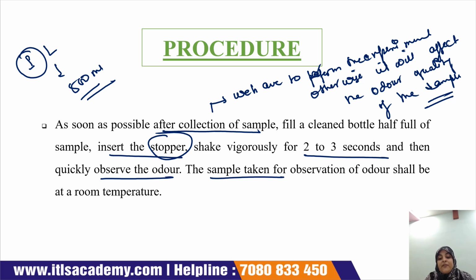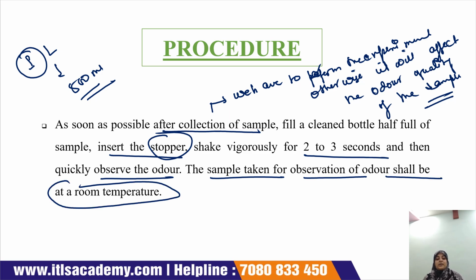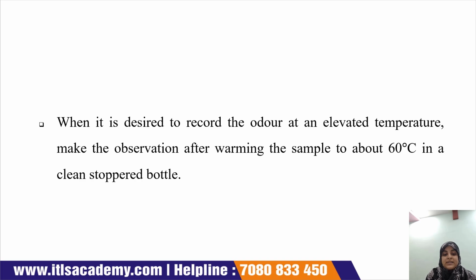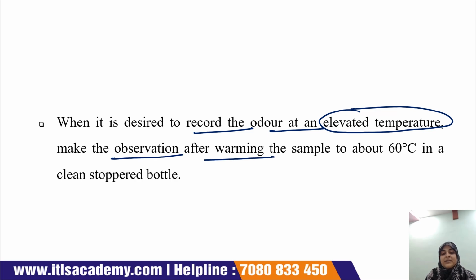The sample taken for the observation of odor shall be at room temperature, and the observation should occur at room temperature. Now, when it is desired to record the odor at an elevated temperature, make the observation after warming the sample to about 60 degrees Celsius in a clean stoppered bottle. If we get a desired record at that temperature, we warm the sample and again perform the same procedure.